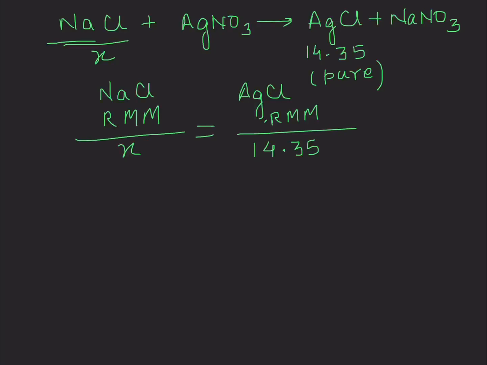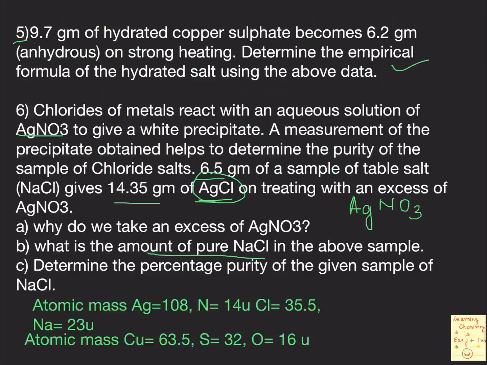Simple, unitary method, correct? Now, let's suppose we've got 3.5 grams. Let's go back to the question. We started with 6.5 grams of the sample. Let us suppose, according to the equation, we get NaCl as 5.3 grams, right? That means out of 6.5 grams, only 5.3 grams is pure NaCl. So, what will be its percentage?